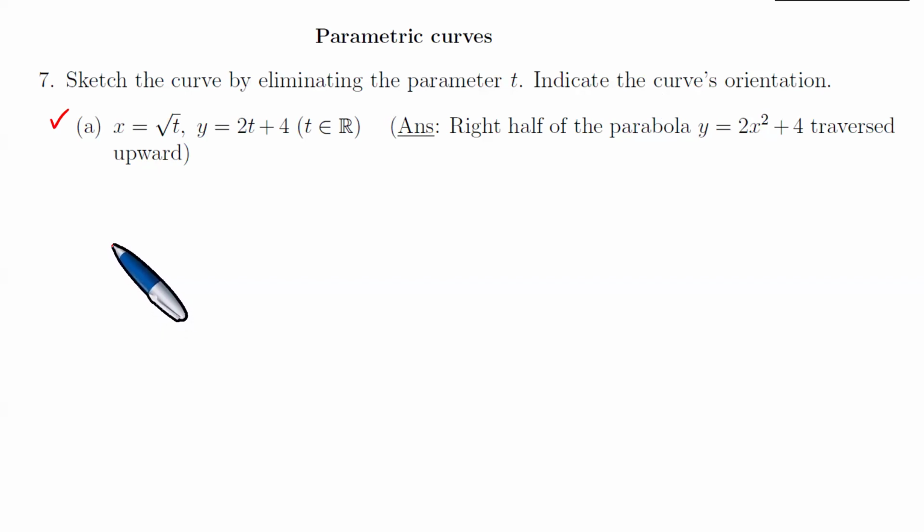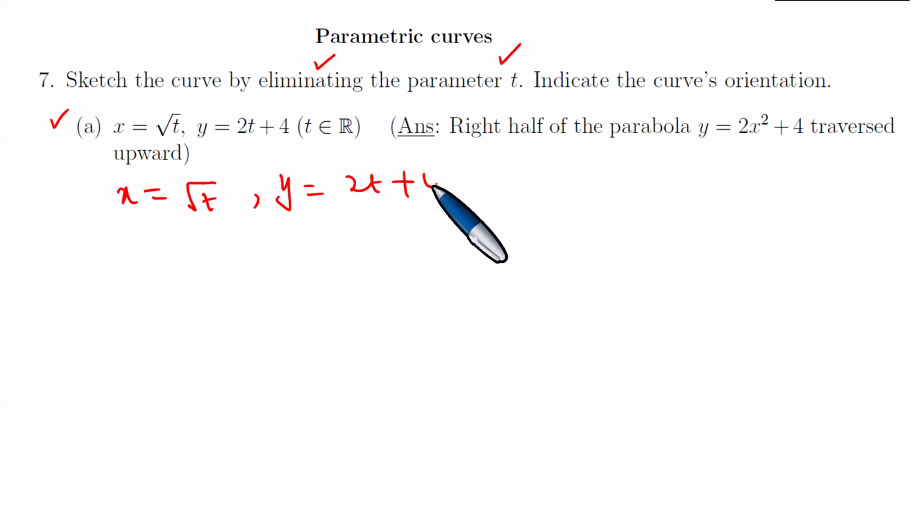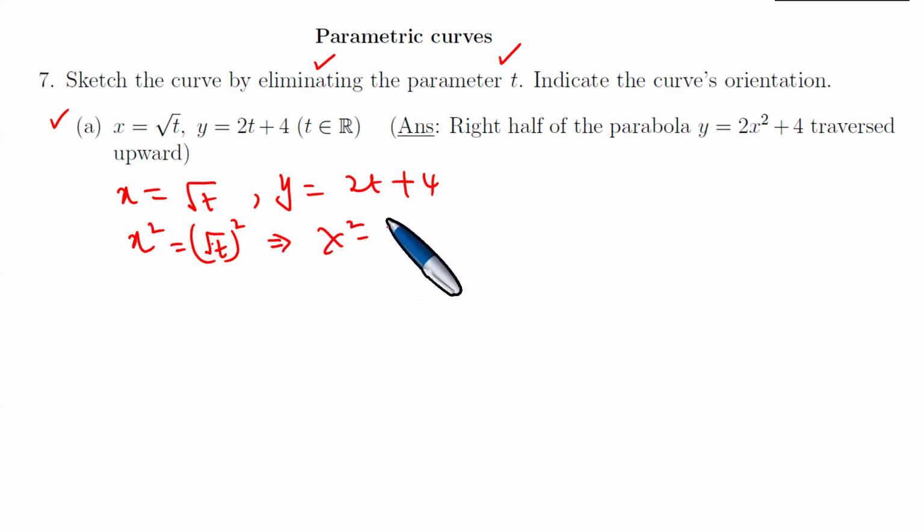How do we sketch the curve? To sketch the curve, we will make use of a couple of things. Obviously we need to sketch, but the way we sketch it, we need to eliminate the parameter t. At this point, we can see that we have been given x as the square root of t, and simultaneously y equals t plus 4. If you square both sides, you will have x squared is t.